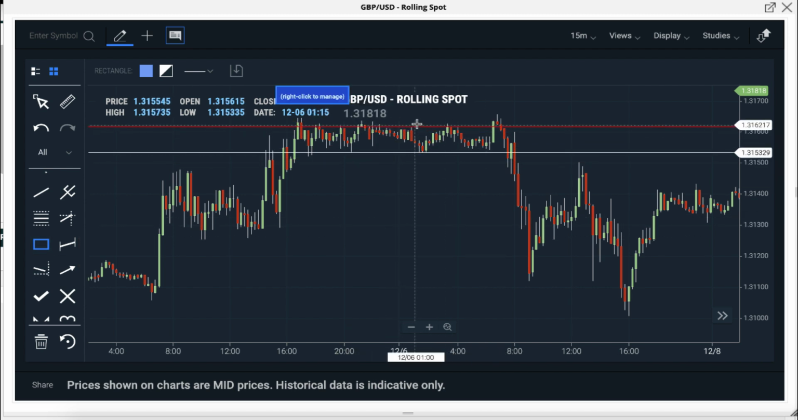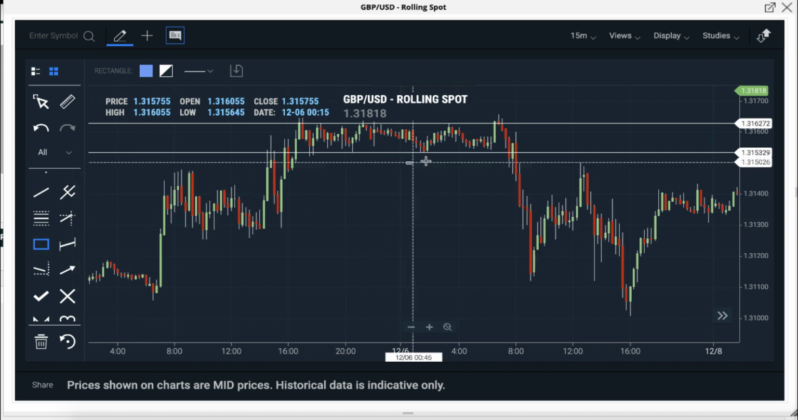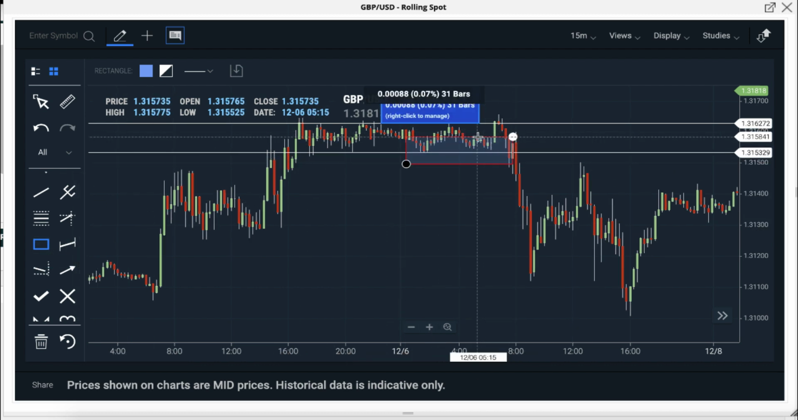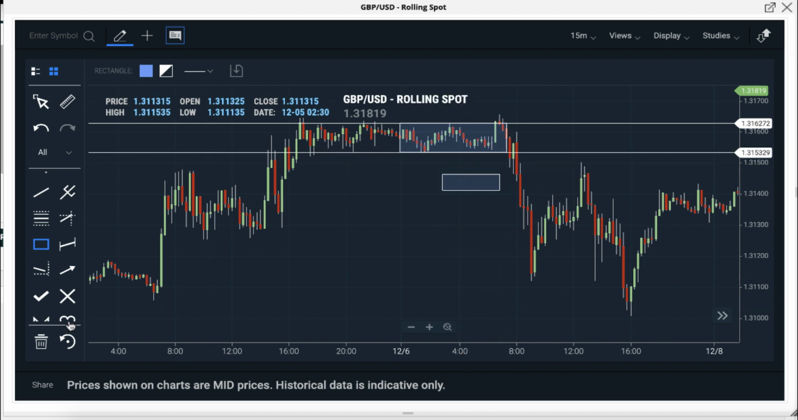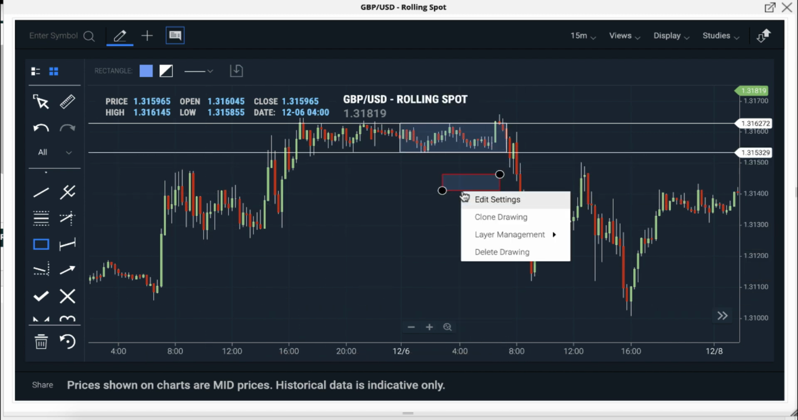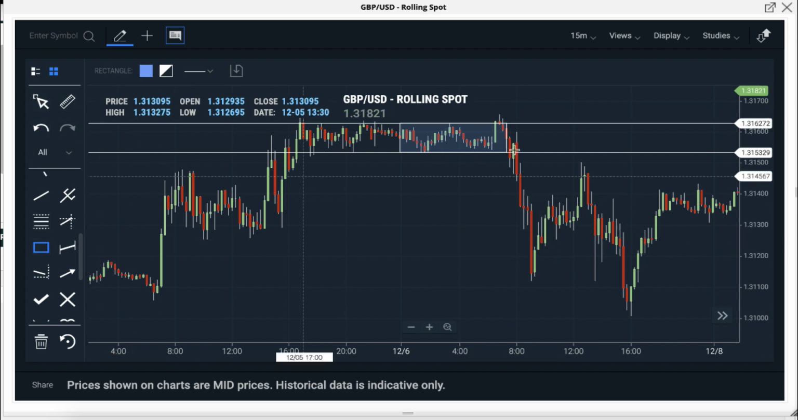If we want to put on a rectangle, of course we can do. We can bracket it and frame it and do whatever we want to make it more appealing and more visual for us, so we can see exactly what we're trying to trade. But I think you get the idea. So after we break out, I didn't really want that one, did I? We can right click to delete very simply. If we break out, then we're going to take the short.